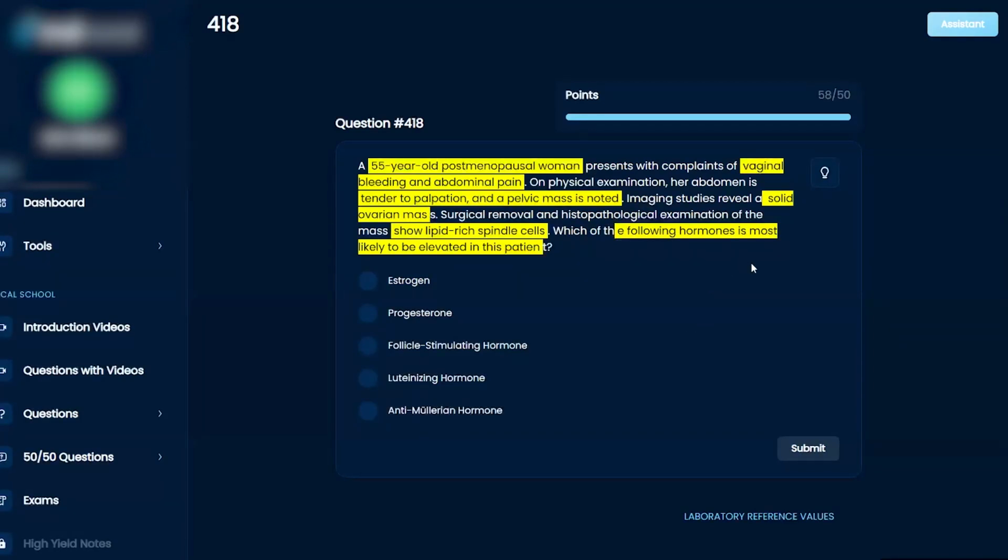For some reason I want to be suspicious of a Sertoli cell tumor. Well, no. Okay, she's got vaginal bleeding. That would be highly related to estrogen. I'm gonna go with estrogen.